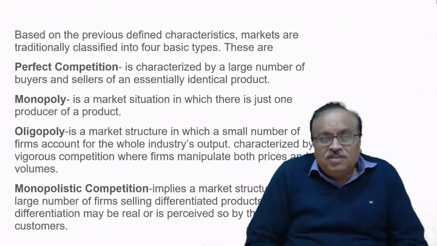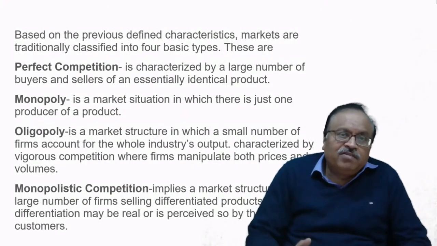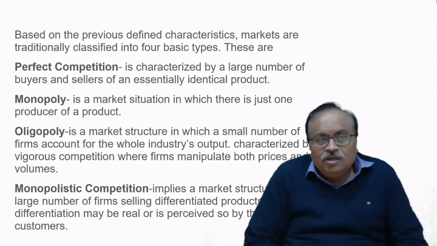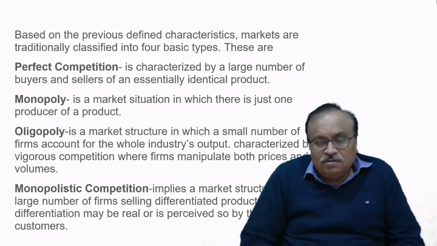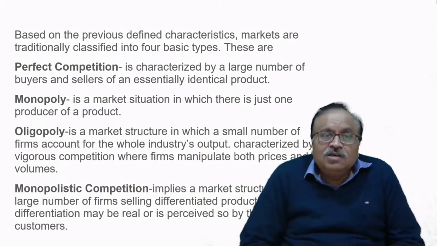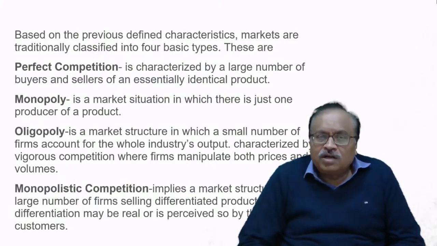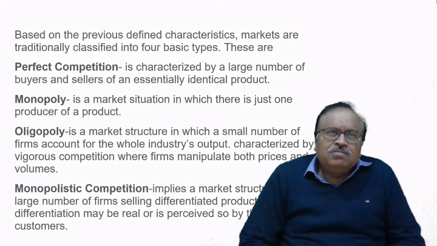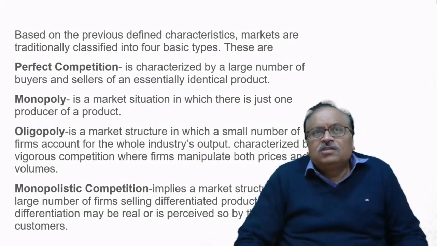So based on the four characteristics which we talked about, markets are traditionally classified into four basic types. One is perfect competition, another is monopoly, the third is oligopoly, and the last one is monopolistic competition. So what is perfect competition? Perfect competition is characterized by a large number of buyers and sellers of an essentially identical product. Identical product means we find a lot of buyers and sellers for the same product.